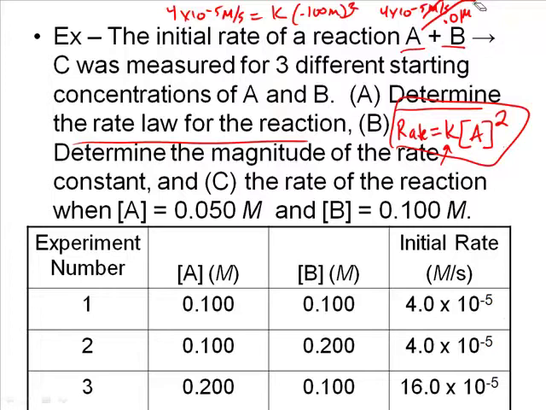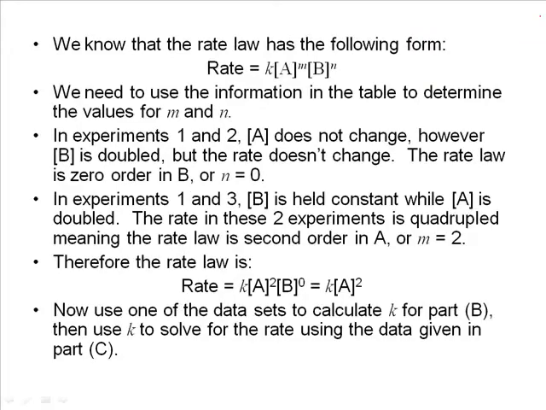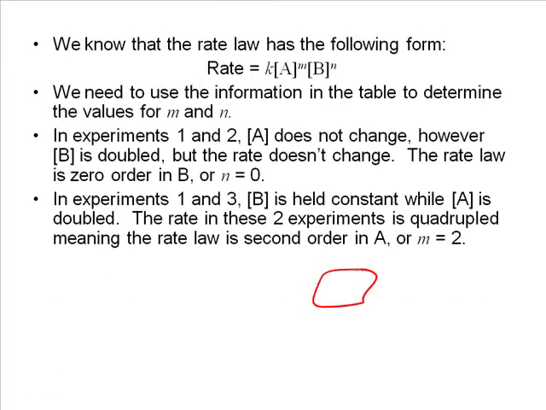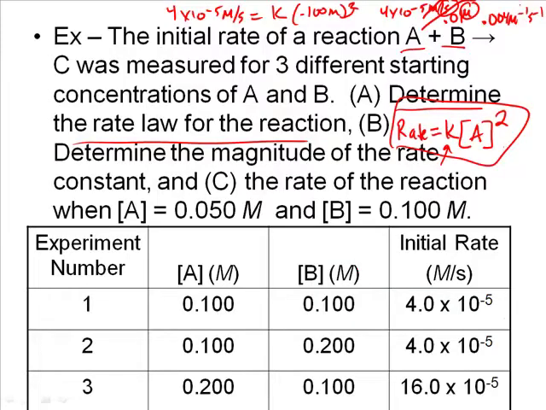So when I divide those numbers, 4 times 10 to the negative fifth divided by 0.01, I get a final answer of 0.004. And again, I've got my molarity on the bottom and I've got seconds on the bottom. So that's molarity to the minus 1, seconds to the minus 1. So this is kind of just showing it. So the rate is going to equal K times A squared. So now use the data. So the rate constant would be 0.004 molarity to the minus 1, seconds to the minus 1.